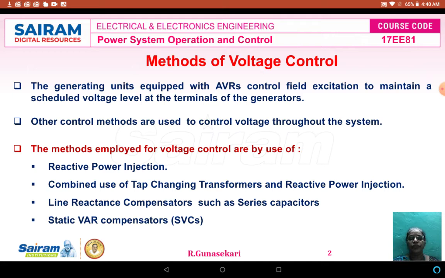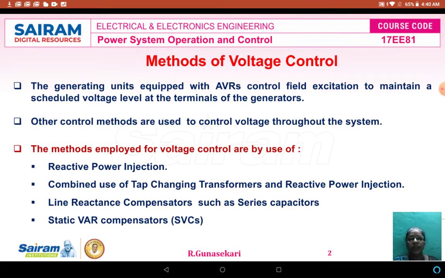The first one is reactive power injection. We can inject reactive power into the buses, and from this we can control the voltage. This is one method. Another is that we can use a tap changing transformer. That means the voltage is controlled by the tap changing transformer. Based on the tap changing of the transformer, we can control the voltage. Another method is the combination of tap changing transformers and reactive power injection.